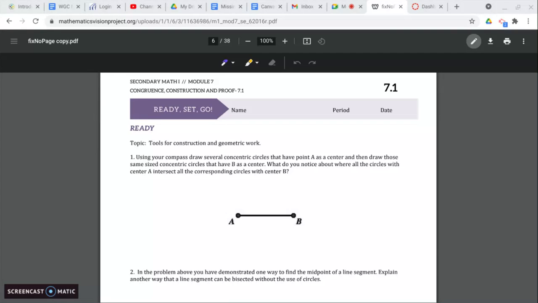Hey guys, welcome back. So what we're looking at today is 7.1 under construction. So let's go ahead and jump right in.